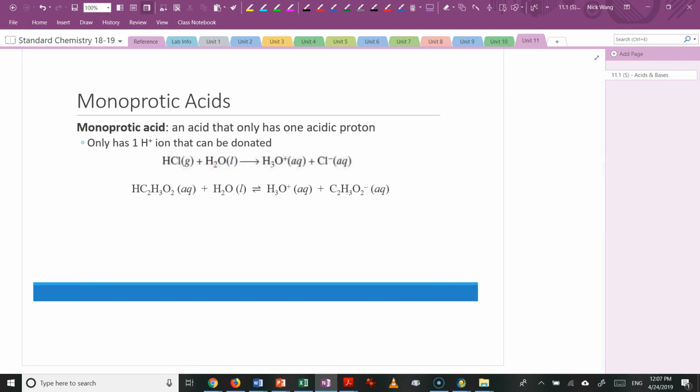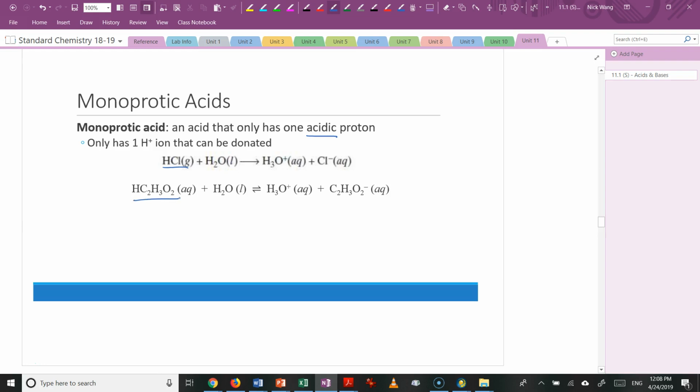Real quick, this is a monoprotic acid. Let's break that word down. Monoprotic acids are acids that only have one acidic proton. The word here means that as an acid, it can be given up. But monoprotic means just one. Mono meaning one, protic referring to the proton or the H plus ion. So in this case, HCl, the example we've seen several times now, is monoprotic because you only have one H that it can give up.